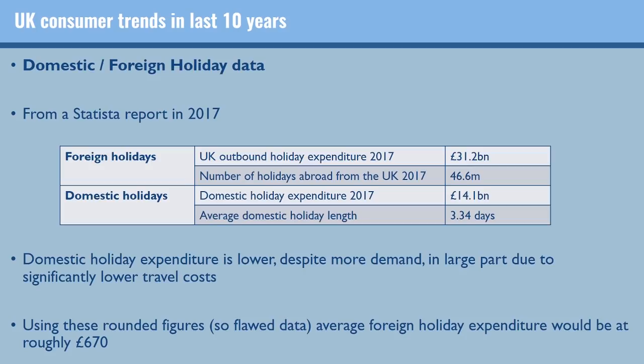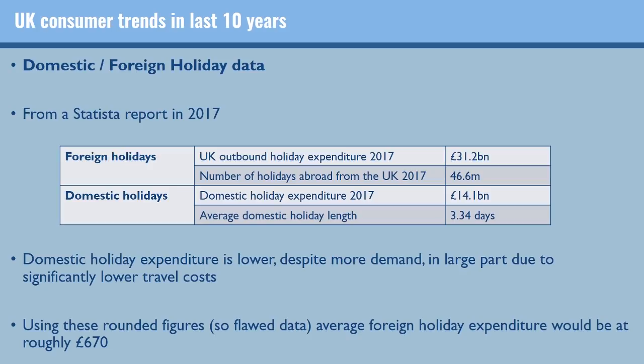A Statista report in 2017 showed some information about spending on foreign holidays and domestic holidays. UK outbound holiday expenditure in 2017 was 31.2 billion. Domestic holiday expenditure was only 14.1 billion. That's obviously going to be lower, despite the fact that there's more demand, because it's significantly cheaper to travel domestically than internationally. You can see the number of holidays abroad from the UK in 2017 was 46.6 million. That's fairly consistent, and actually growing a little bit, despite what you might think about the economy and income. Incomes in the UK have dropped over the last 6 or 7 years. Despite that, holidays are still really popular.